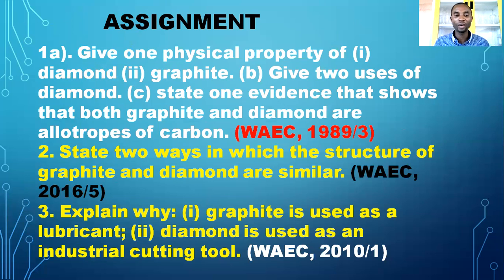Then number II of it says, diamond is used as industrial cutting tools. Why do we use diamond as cutting tools? We discussed it: because they are very hard. Because of their hardness, they can be used as that. Lubricant, we talked about the structure and the nature of graphite.